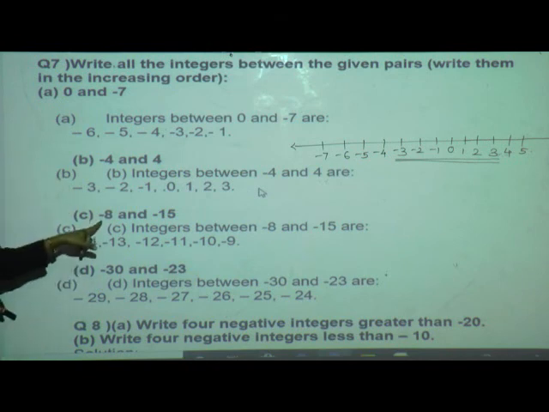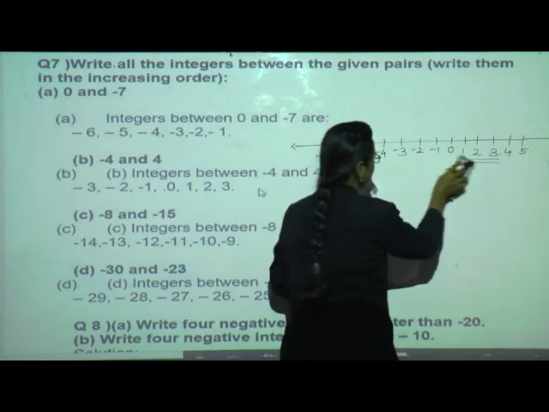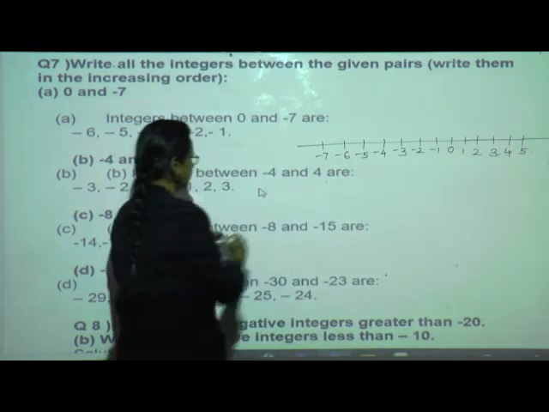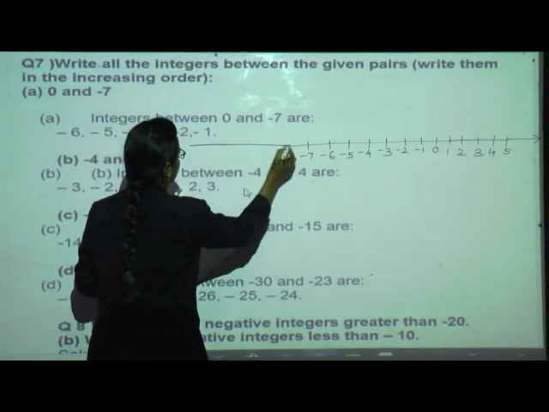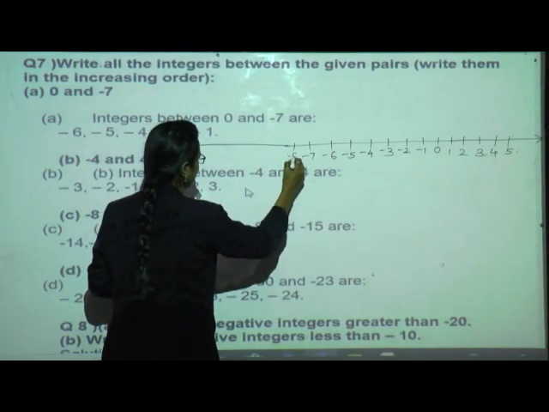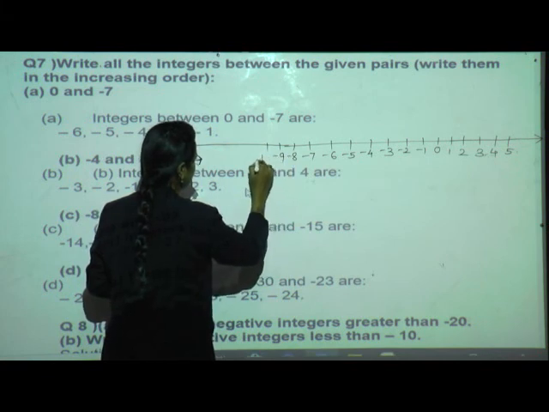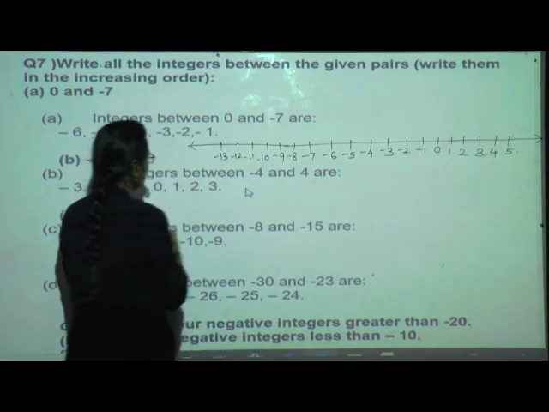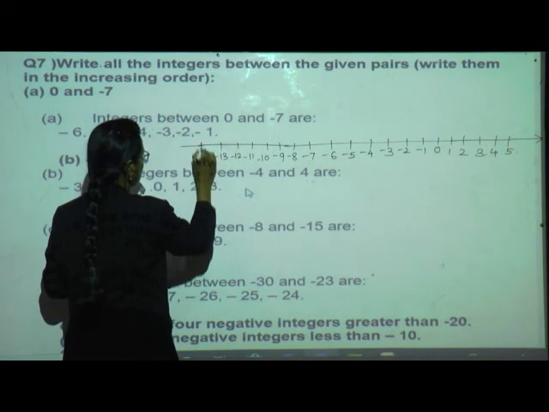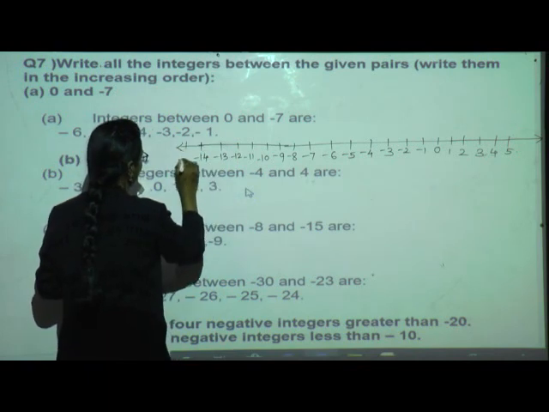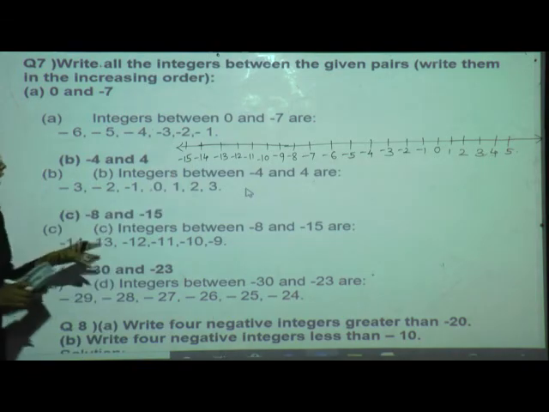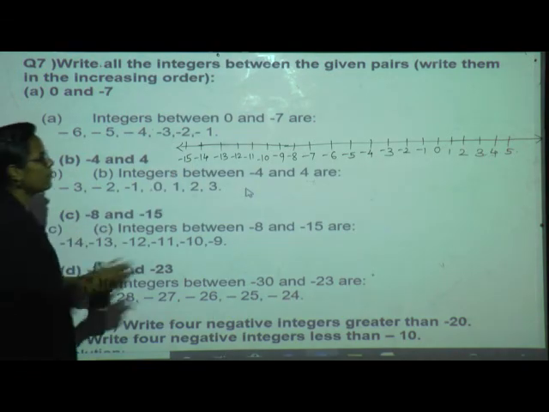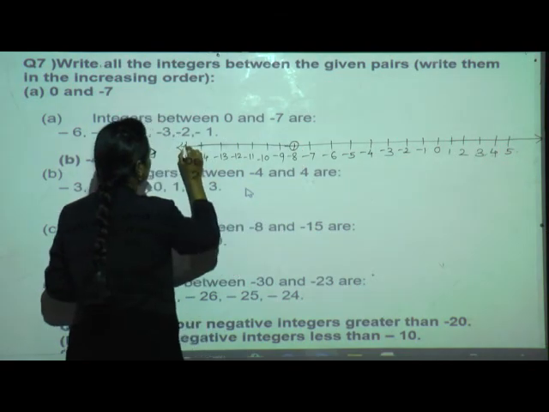Next question, minus 8 and minus 15. The integers between minus 8 and minus 15. In the same way we can extend this line again. Minus 8, minus 9, minus 10, minus 11, minus 12, minus 13, minus 14 and minus 15. So these are the negative integers. We have to find the integers between minus 8 and minus 15.